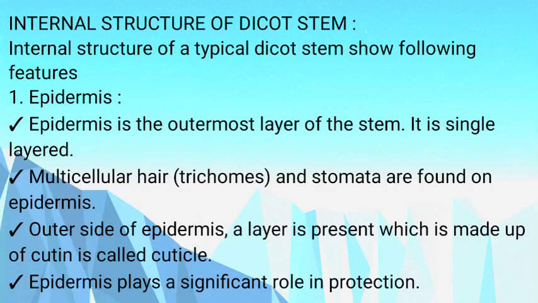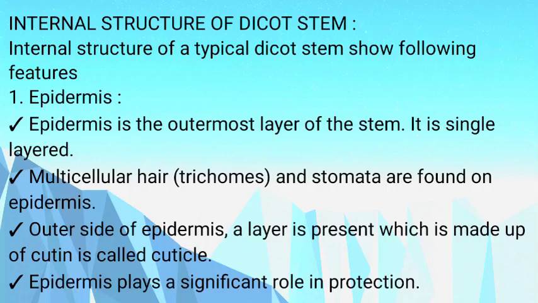On the outer side of the epidermis, a layer is present which is made up of the substance cutin. This layer is called cuticle. Epidermis plays a significant role in the protection of dicot stem.